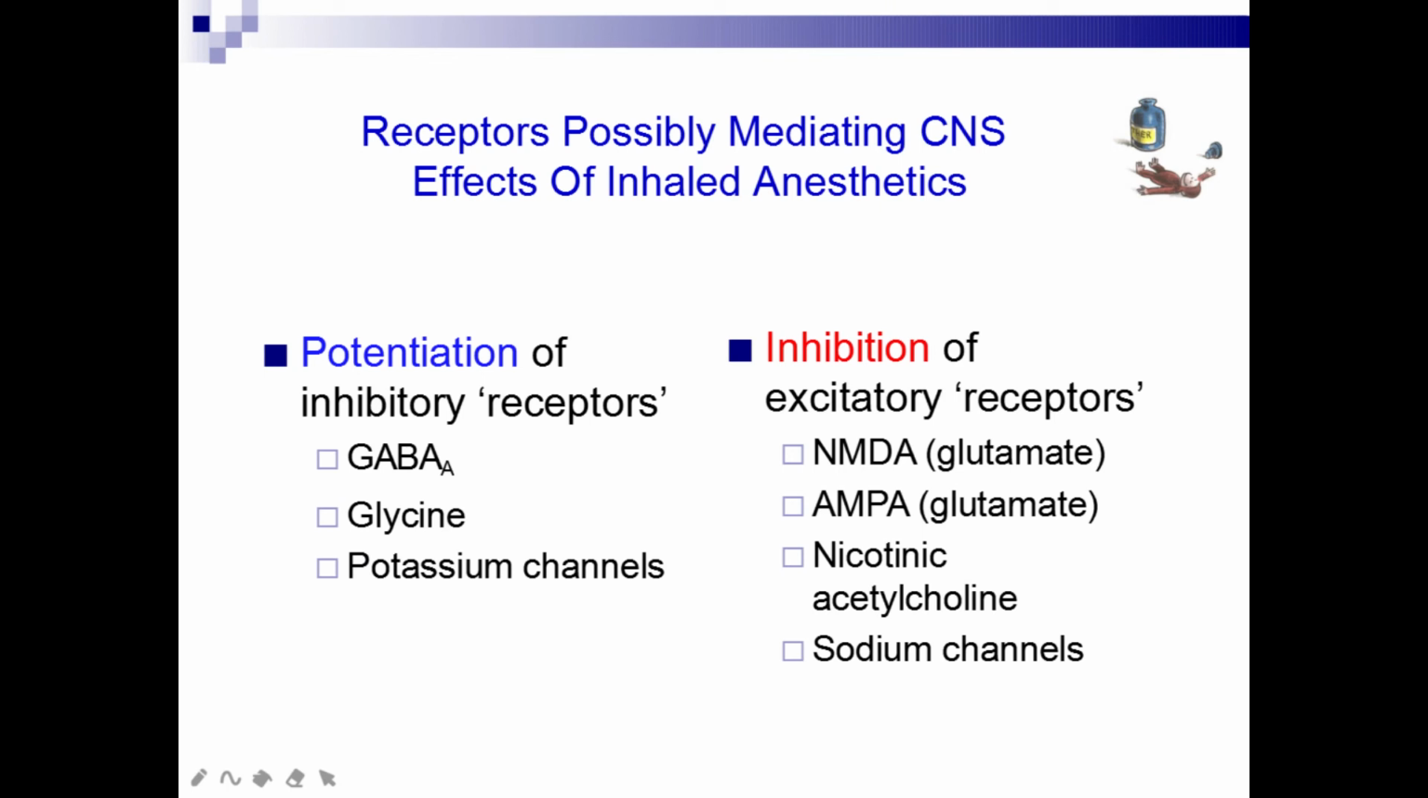Receptors possibly mediating CNS effects of inhaled anesthetics. Potentiation of inhibitory receptors: GABA, glycine, potassium channels. And inhibition of excitatory receptors: NMDA, glutamate, AMPA, glutamate, nicotinic acetylcholine, sodium channels.